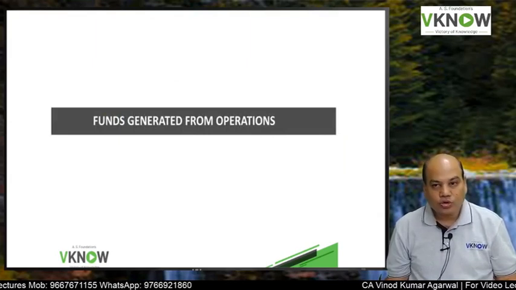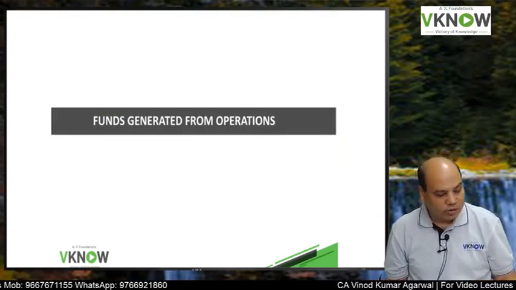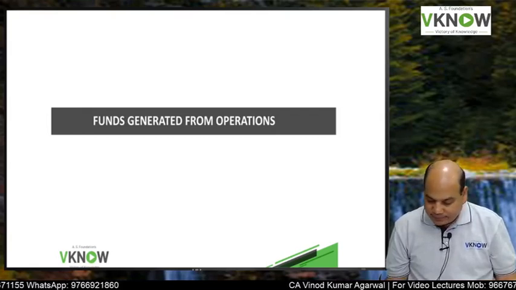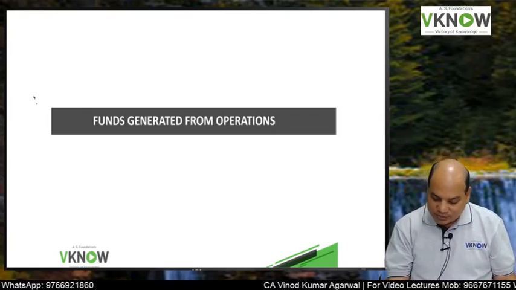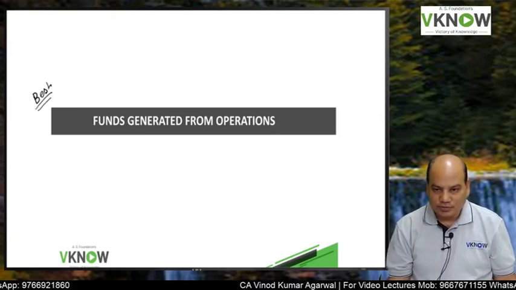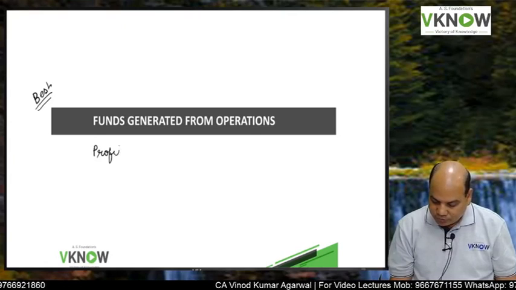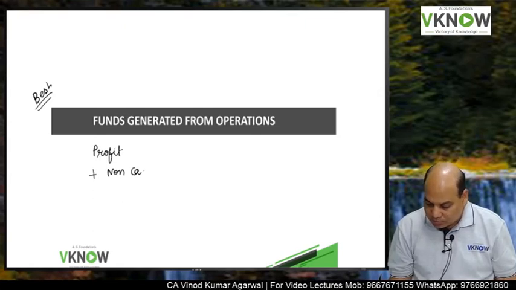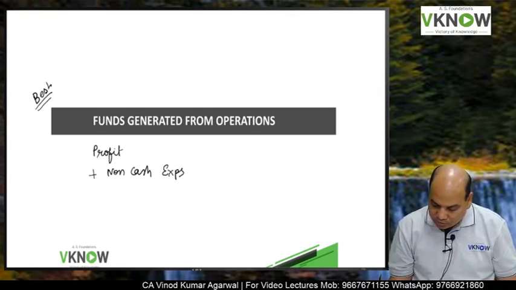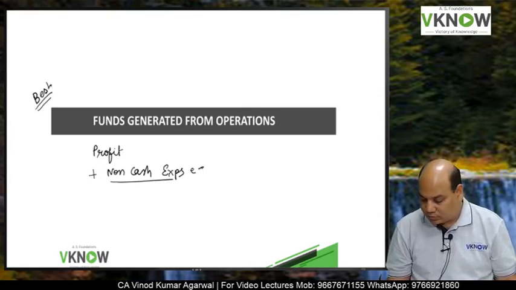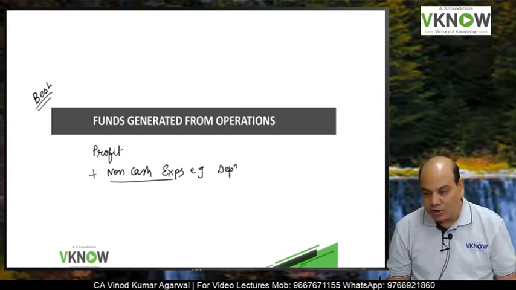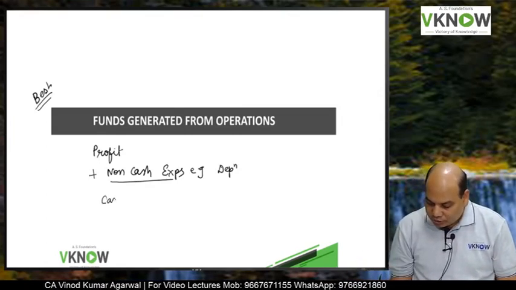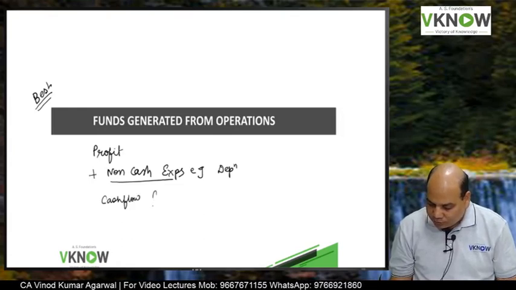Now next, sources of working capital financing. Our topic is working capital financing. Funds generated from operations. Best. Earn profit. Yes or no? And add back non-cash expenses. Add back non-cash depreciation. This is the funds that you will generate from your day-to-day operations. In your cash flow statement, you call it cash flow from operations.